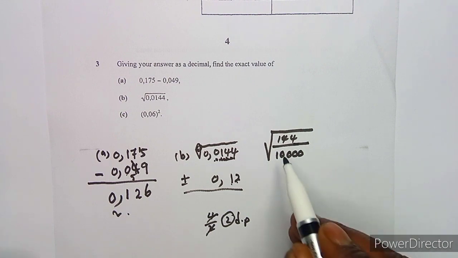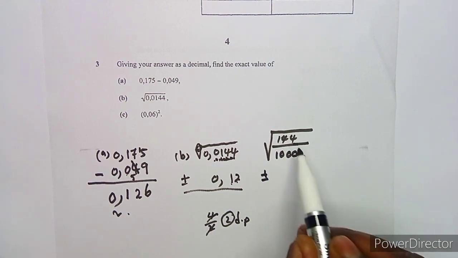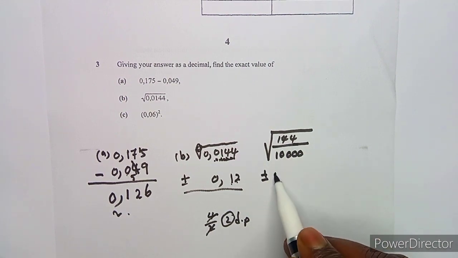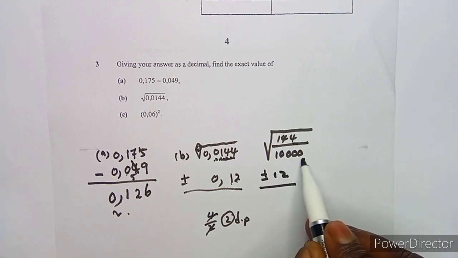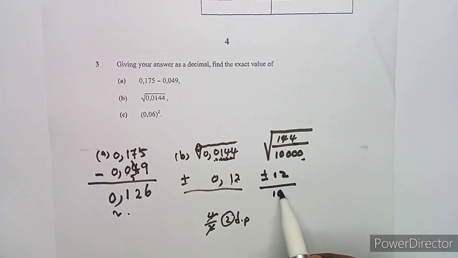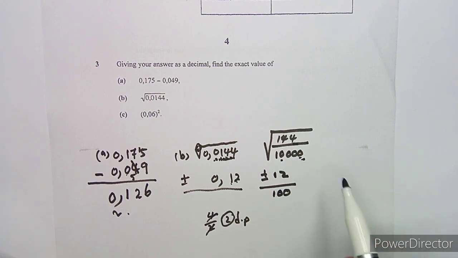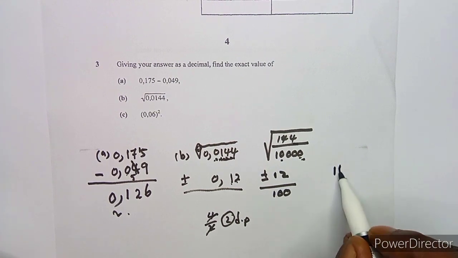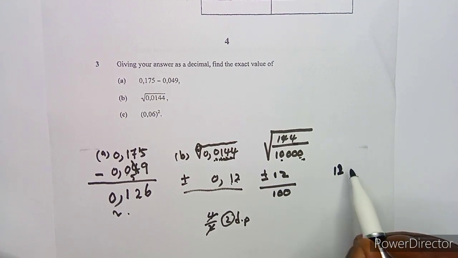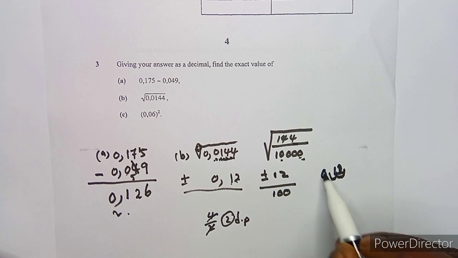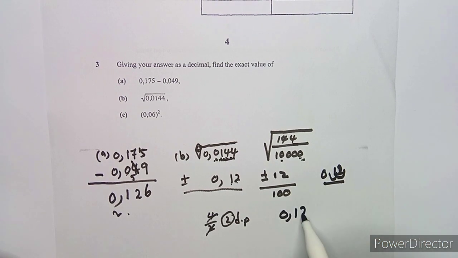So that's it. The square root of any number is plus or minus the square root of 144 over the square root of 10,000, which is 12 over 100, because you've got 4 digits, so it's going to be 100 times 100, which gives you 10,000. So as we can see, guys, we can simply divide: this is 12, move 2 commas, 1, 2, so it's going to be 0.12. So that's what you have in this case.